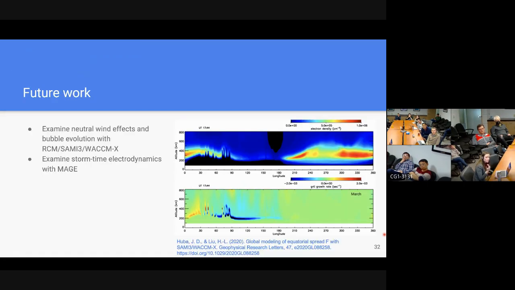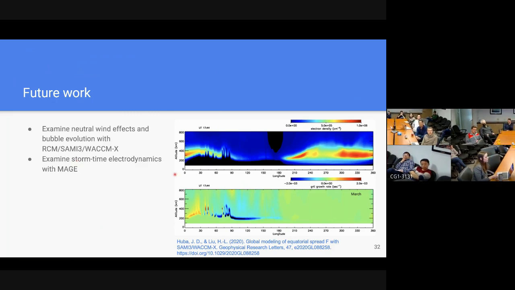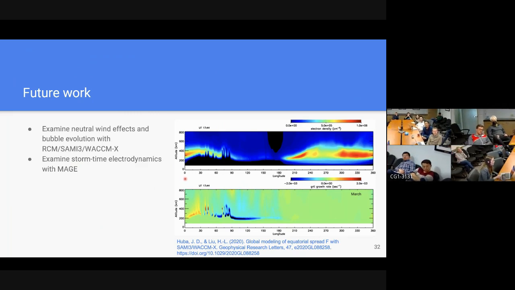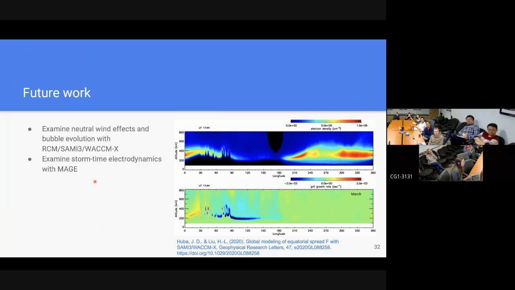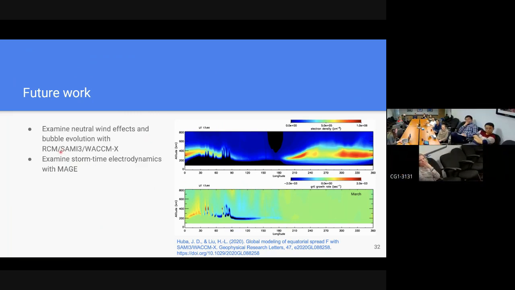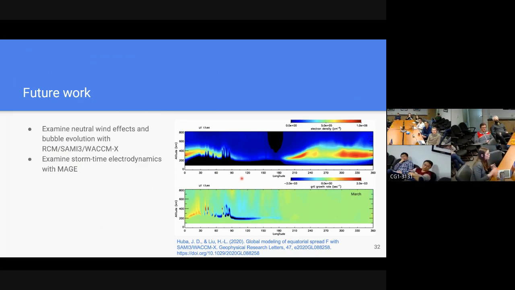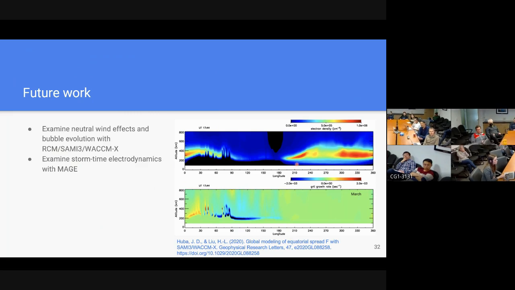Okay, and in terms of future work, in addition to what I just talked about, I want to look more into storm-time electrodynamics using MAGE, in hopes of capturing the effect of substorms and other effects that are not possible using only SAMI3 and RCM. I'm also really interested in looking at neutral wind effects using WACCM-X along with SAMI3 and RCM, because this is an example from Joe Huba where they were using WACCM-X coupled to SAMI3, and they can actually make the bubbles directly in the model. Of course, in addition to storm-time electric fields, changes in the neutral atmosphere will also have a big effect on plasma bubble creation.